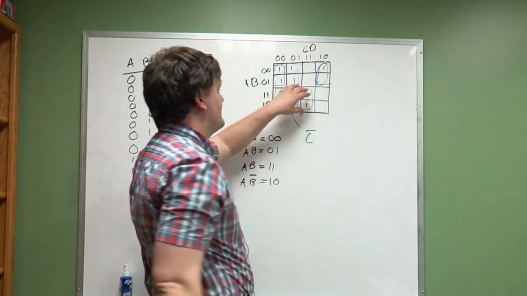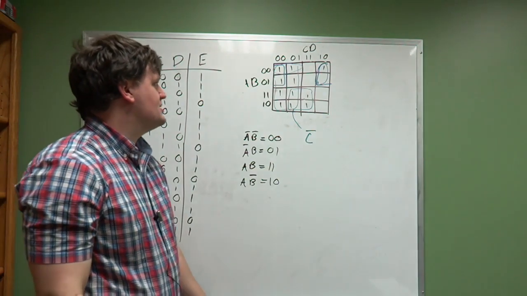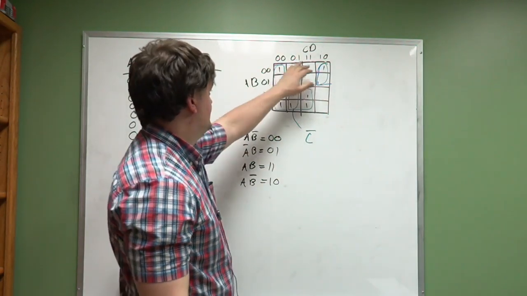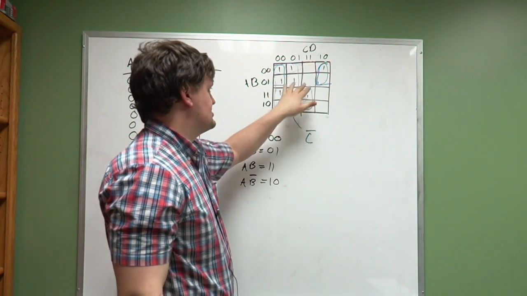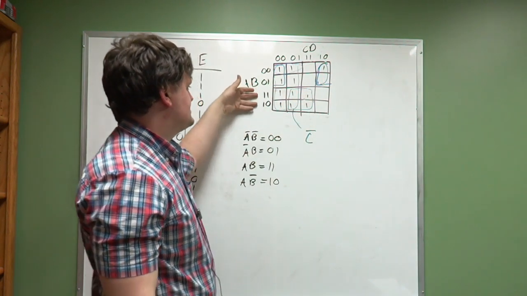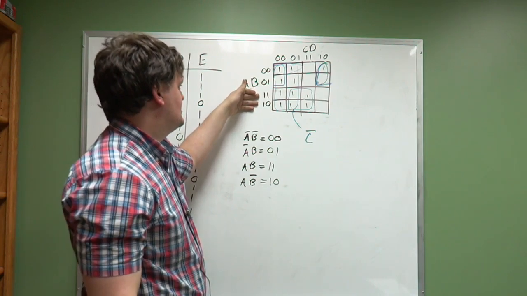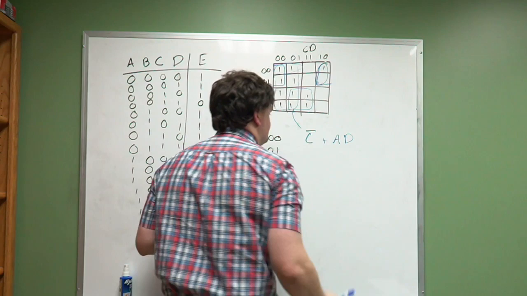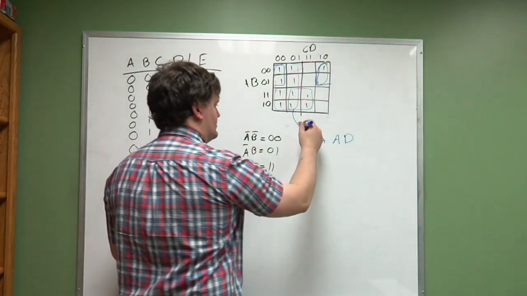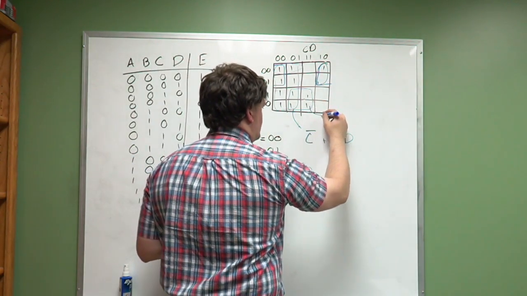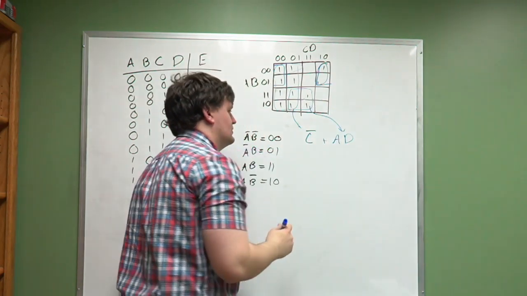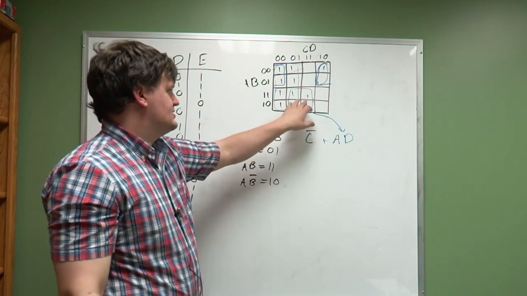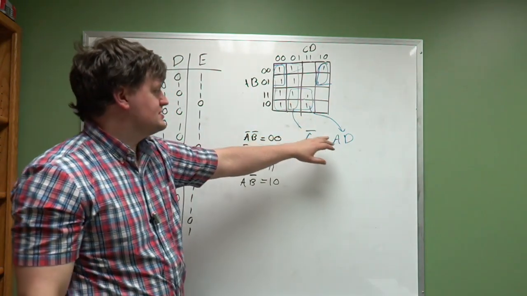What do these four ones have in common? Well, let's see. D is on in this column up here, so this represents D on, and this over here represents that A is on. Okay, so this is A. Okay, so the big box here with the 8 ones is C not. This little box here with 4 ones is D.